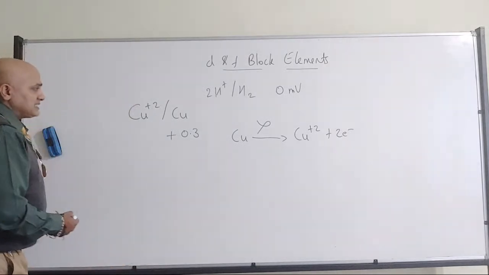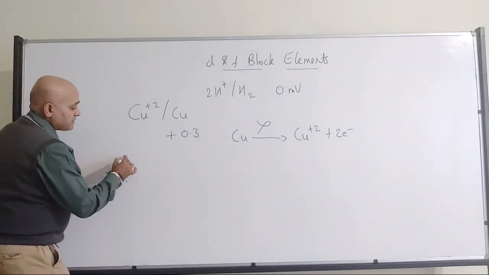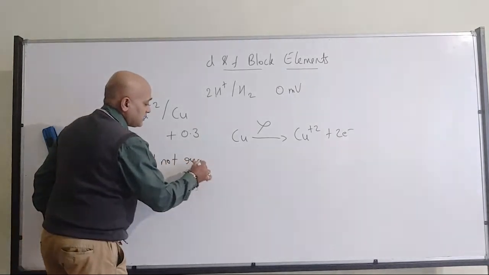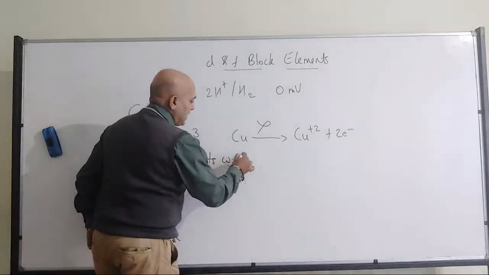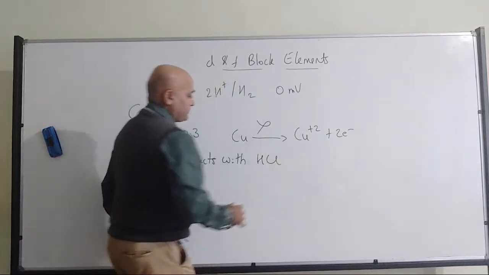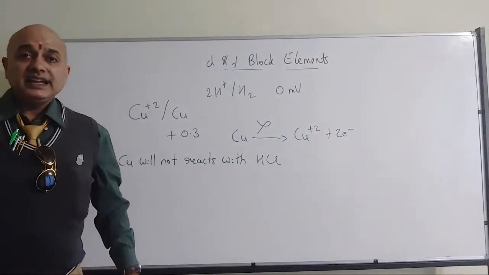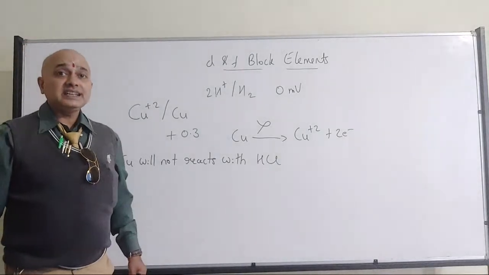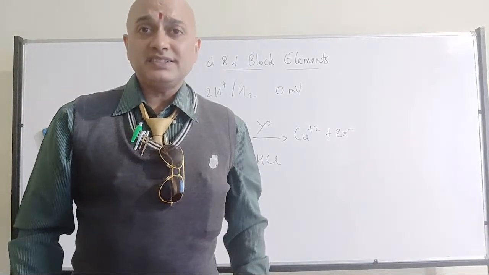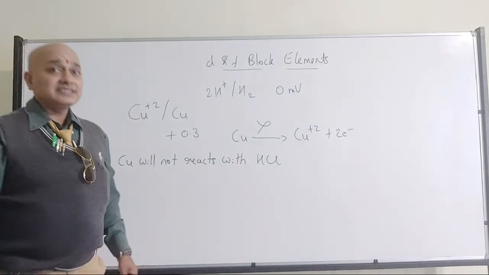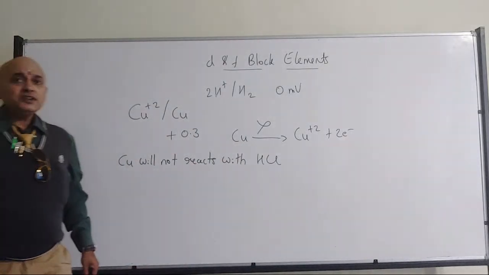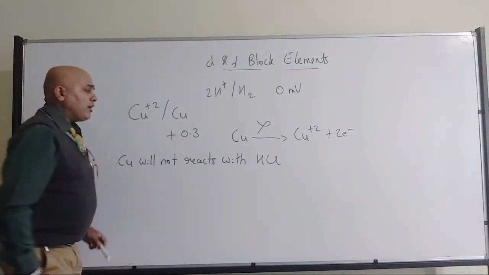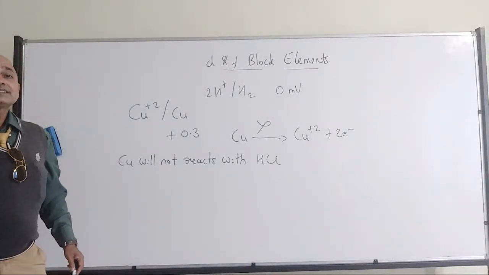Now, due to that, as we discussed yesterday, copper will not react with HCl or some of the acids. HCl is not going to react. The speciality of this HCl here is that it's a strong acid, but as a molecule, it's not a strong oxidizing agent. That is why copper is not going to react with the HCl.